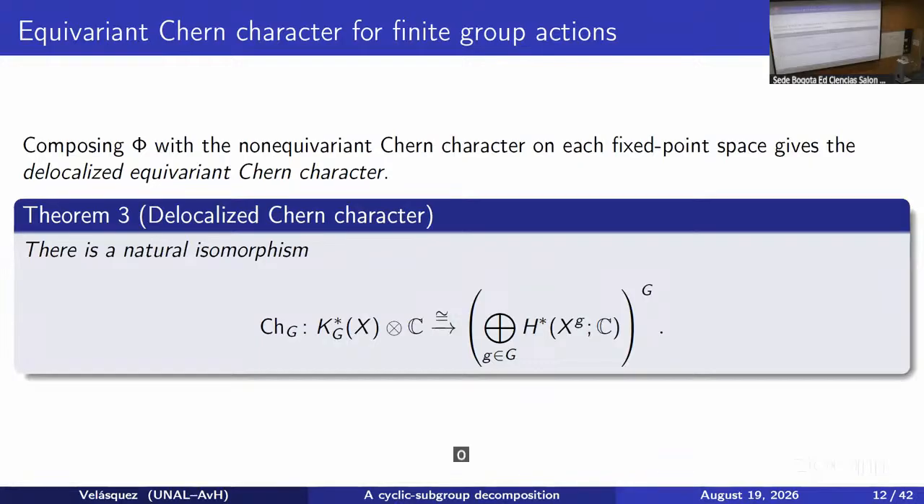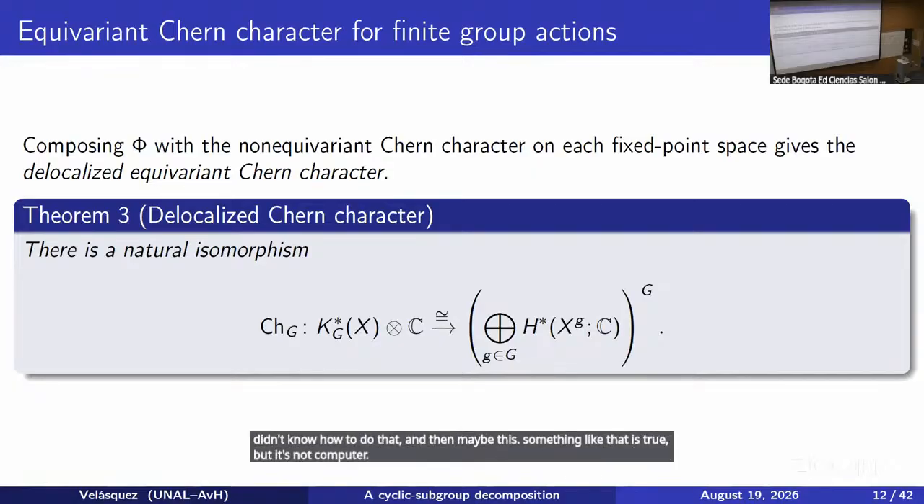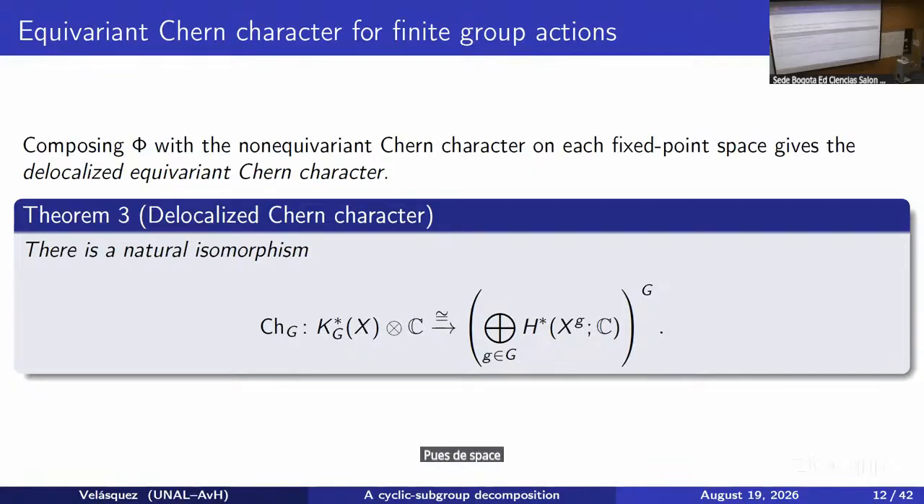Okay. The problem is that if we want to extend this to Lie groups, we have a lot of problems. For example, this sum is not finite in the case of Lie groups. Then this is an infinite dimensional vector space, and then we have to consider the G action. We know how to do that and compute. And then maybe something like that is true, but it's not computable because the space is infinite dimensional. Then we need to find an alternative.